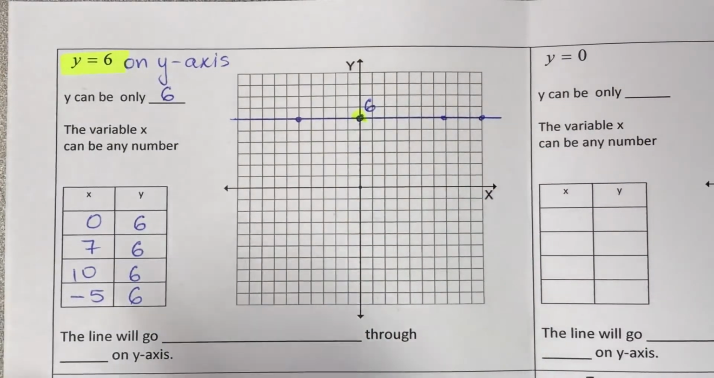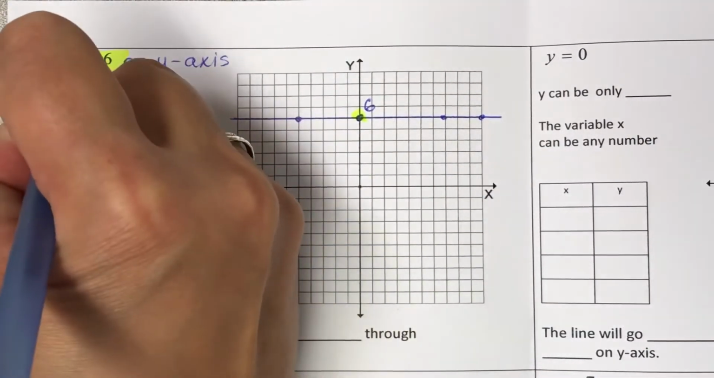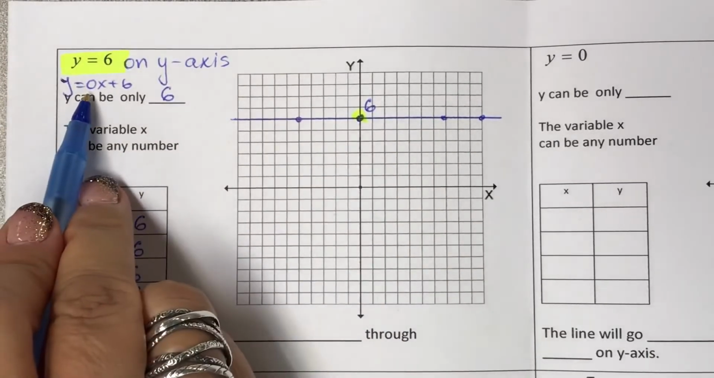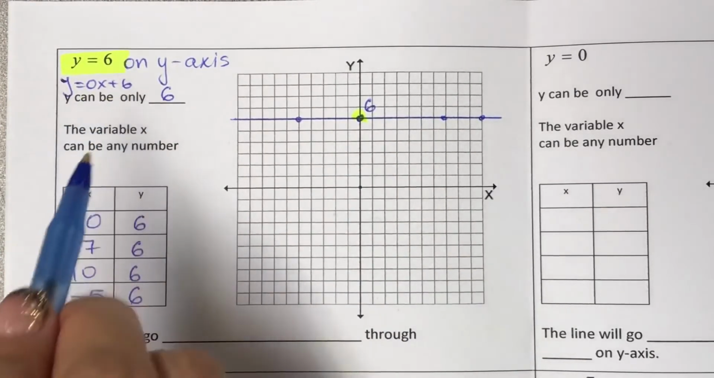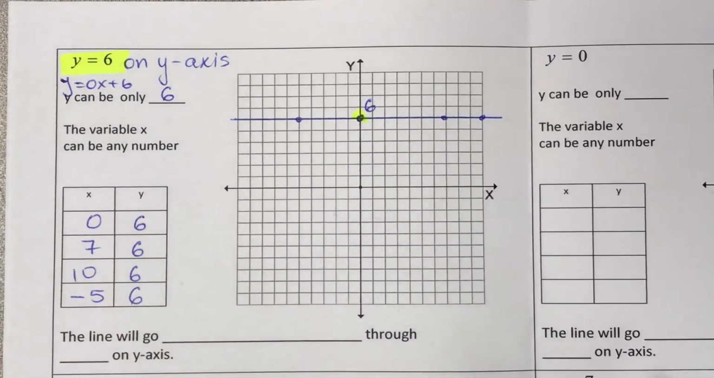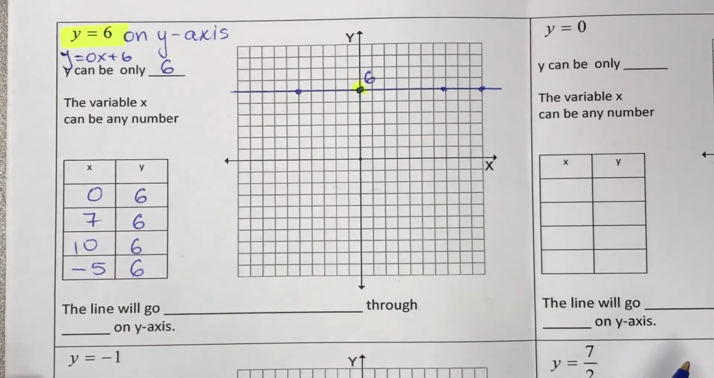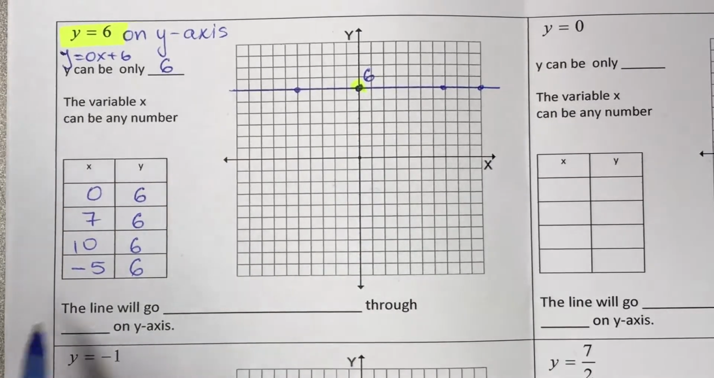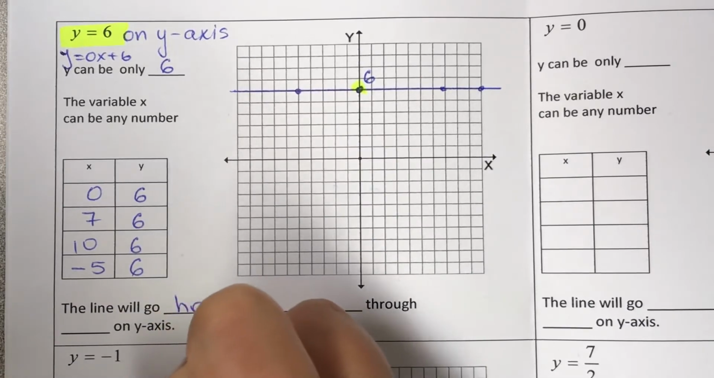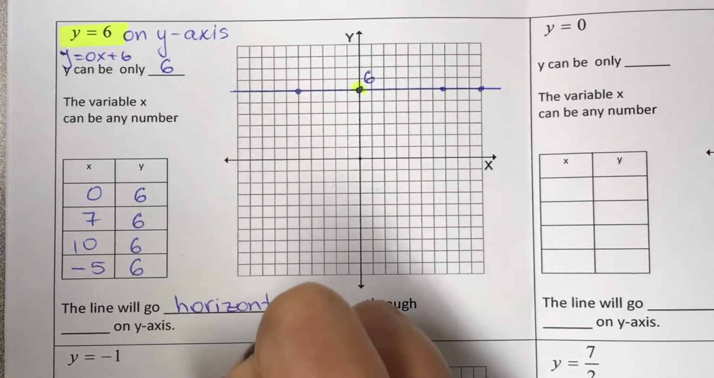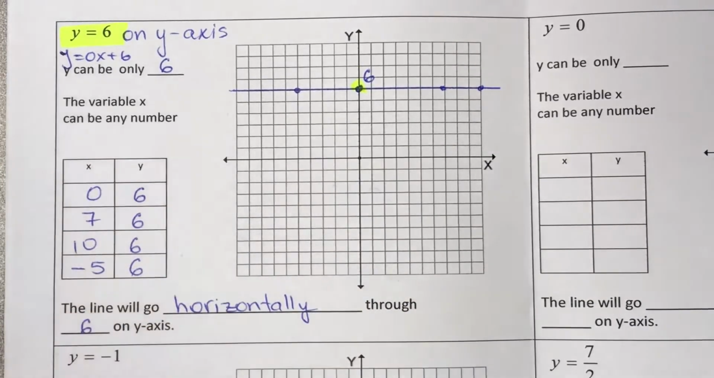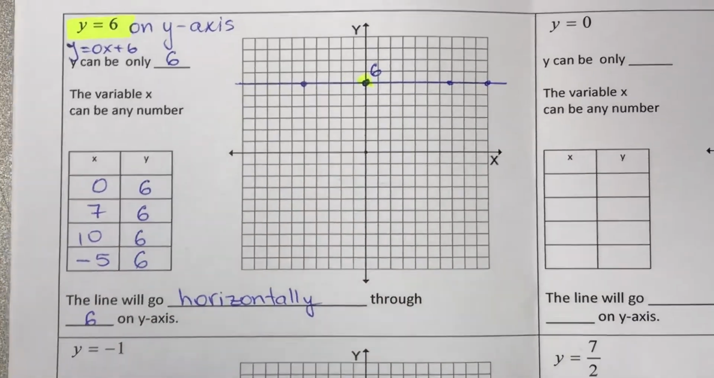So if I was to complete this equation, this would be y equals 0x plus 6, where the slope is 0 and the constant is 6. That's why 6 is on the y-axis and 0 slope is the horizontal line going through 6. So the line will go horizontally through number 6 on the y-axis.